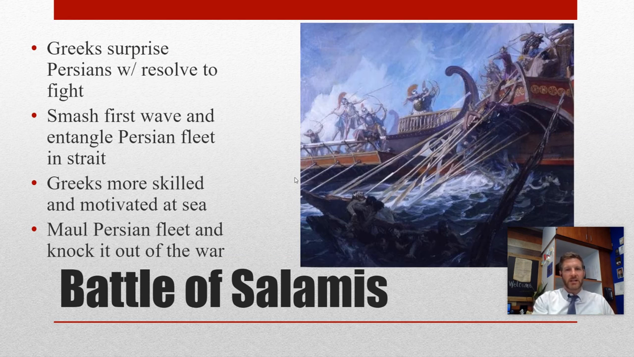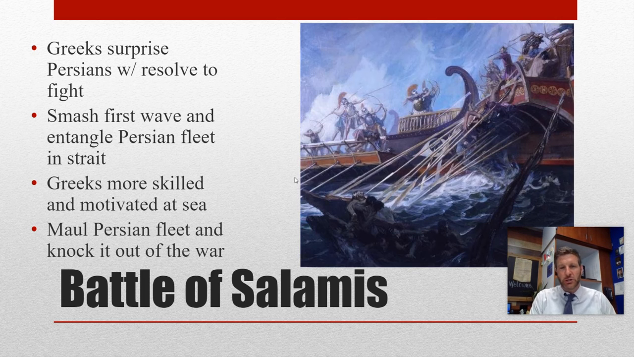So, a summary of what I just said: the Greeks surprised the Persians with their resolve to actually fight. They smashed the first wave and entangled the Persian fleet. They smashed the front of the Persian fleet and caused them to be jammed up and mixed in. And you can imagine these ships with all these oars sticking out. Once they get smashed together, they're very easy to lose control of.